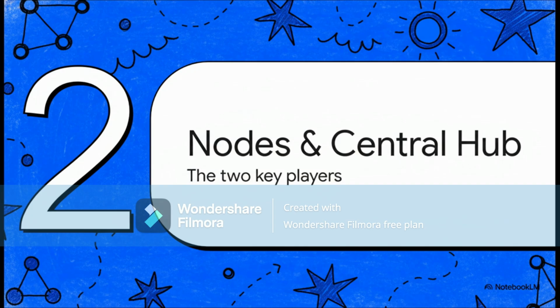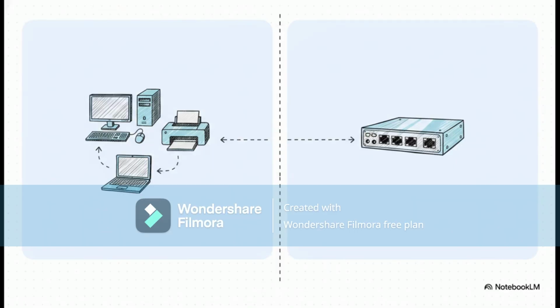Okay, so we've got the basic layout down. Now let's meet the 2 key players that make this whole thing work. So let's make sure we're crystal clear on who does what. First, you've got the node. Think of these as the endpoints of the network. You know, the actual computers you use, the printer you're trying to send your homework to. Then you've got the central device. This thing is the absolute heart of the star. It's the central meeting point where everything else connects.